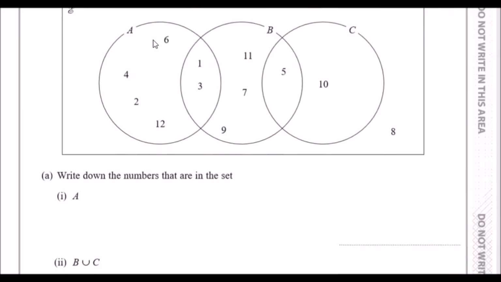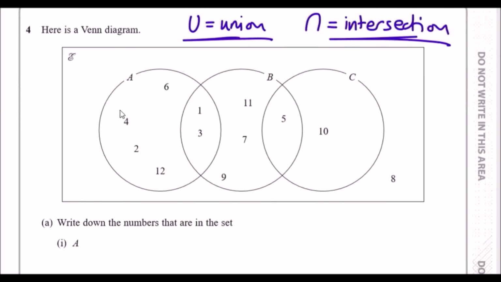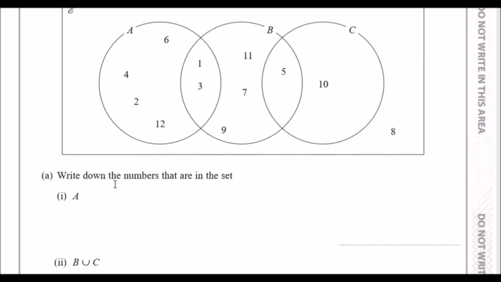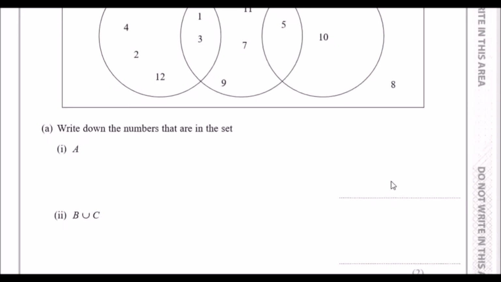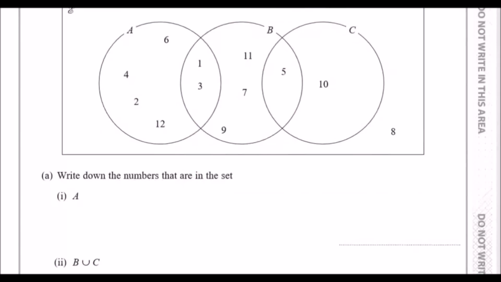Now, let's go ahead and look at the question, yeah? So write down the numbers that are in the set A. So we just look at A, so literally the whole circle of A. So we have 1, 3, 2, 4, 12, and 6. So we just write the list. So I'll put in numerical order. So you got 1, you got 2, you got 3, 4. Yeah, actually this is quite easy. You have 6 and 12.